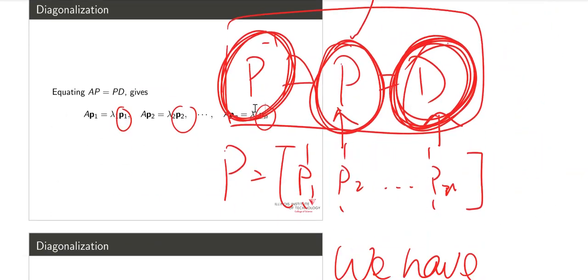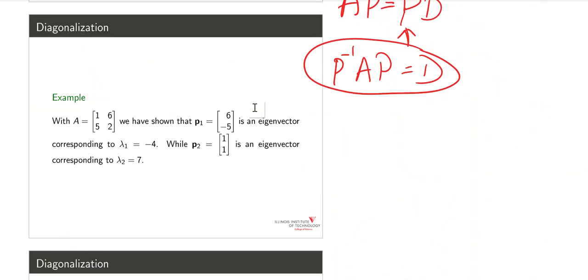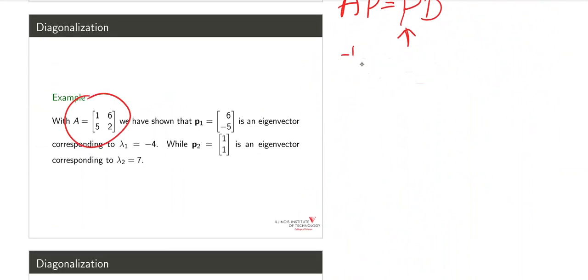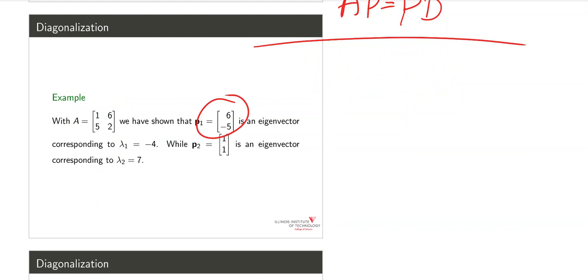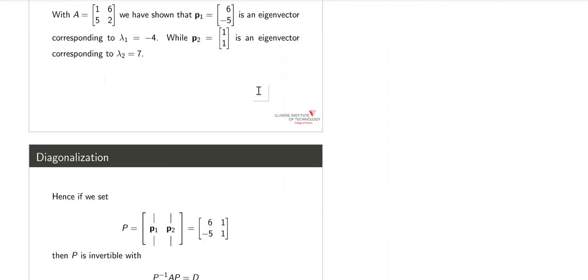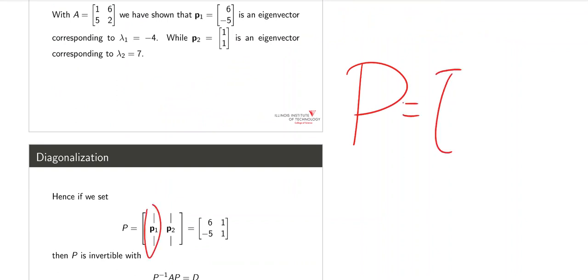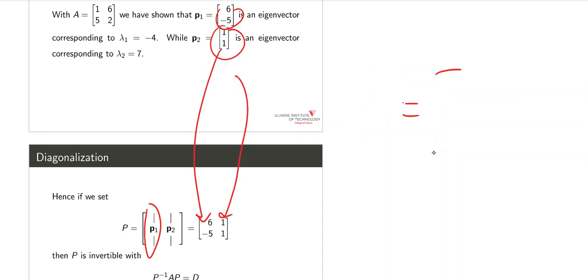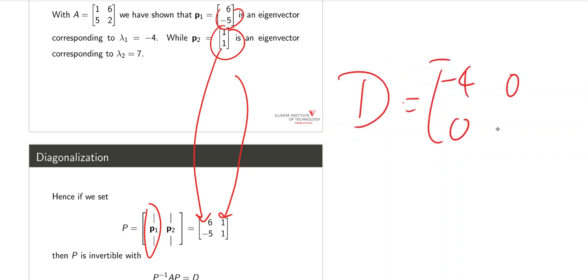Let me show you an example. You have a matrix A, and we want to diagonalize that matrix. Suppose I already know P1 is an eigenvector corresponding to this eigenvalue, and P2 is an eigenvector corresponding to this eigenvalue. Then I put my matrix P as follows: take this column P1 and put it here, take this column P2 and put it here. Then take your D as -4, 0, 0, and 7.